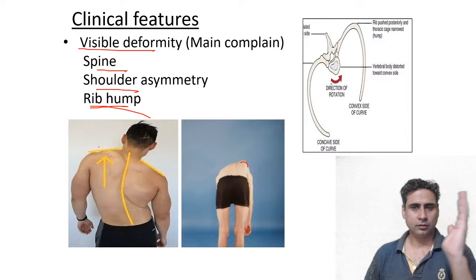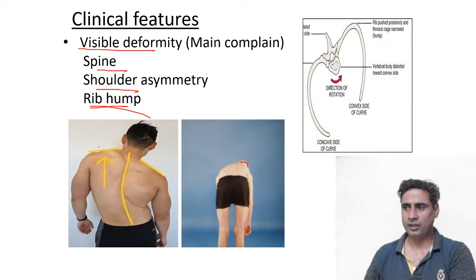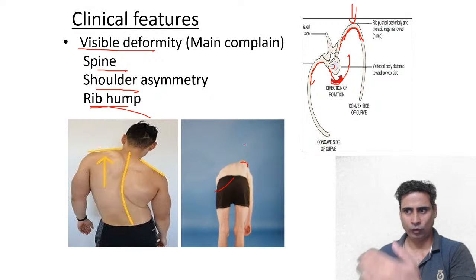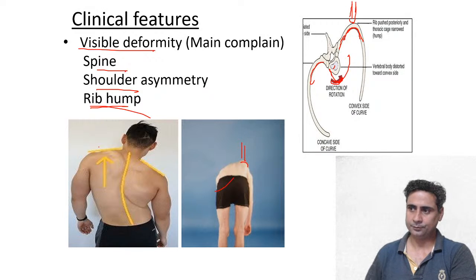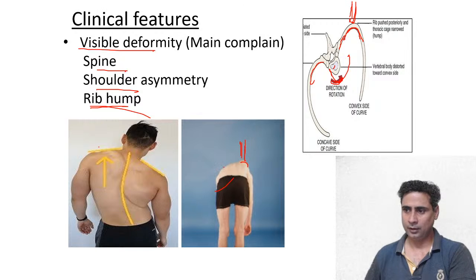Along with coronal plane curvature, we have rotation of vertebrae. The vertebrae are rotated, so what will happen? On one side, the posterior part of the rib will become prominent in comparison to the other side due to rotation of the vertebrae. So if you ask the patient to bend forward, this area will be elevated in comparison to this area. This is known as rib hump.